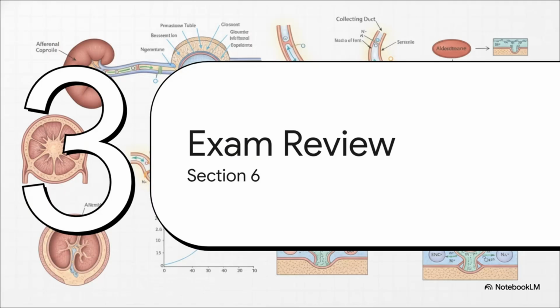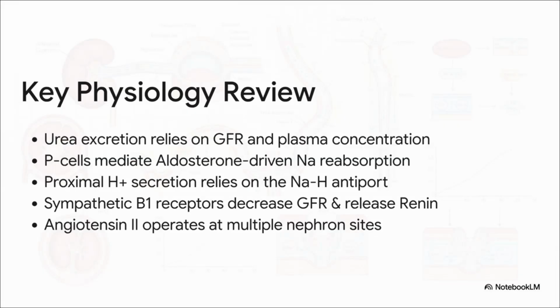Finally, Section 6, high-yield exam review. Let's bring it all together. Let's lock down the absolute must-knows for your exams. Ready? 1. Urea excretion relies heavily on GFR and plasma concentration. 2. P cells in the distal nephron are your key mediators for aldosterone-driven sodium reabsorption and potassium secretion. 3. Proximal hydrogen secretion relies fundamentally on the NHE antiport and glutamine metabolism. 4. Sympathetic beta-1 receptors forcefully decrease GFR and trigger the release of renin. And 5. Angiotensin II is a systemic heavyweight operating at multiple nephron sites simultaneously to retain fluid.